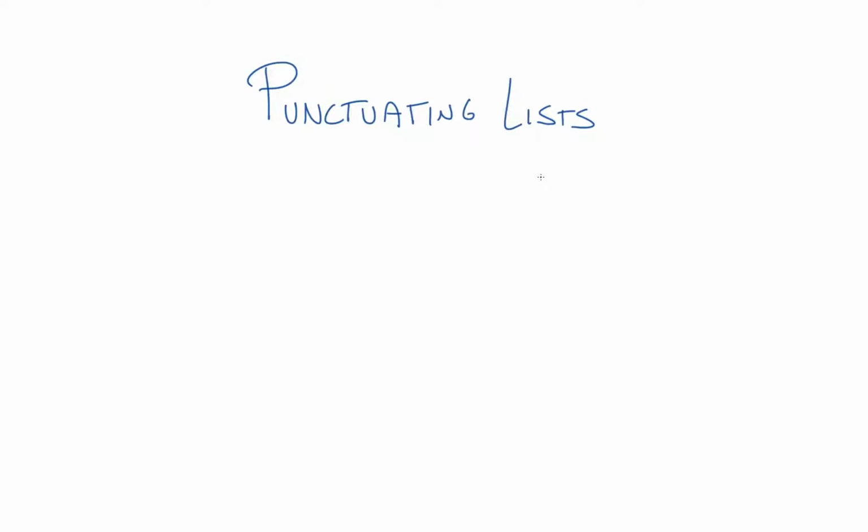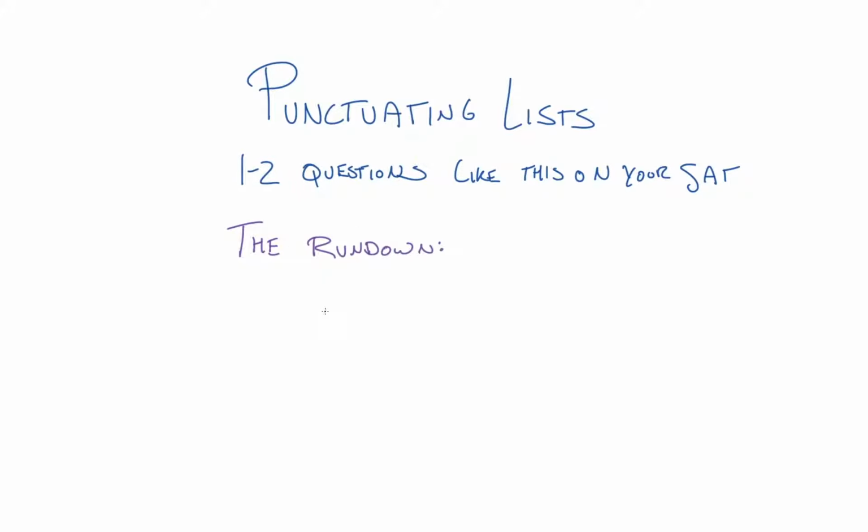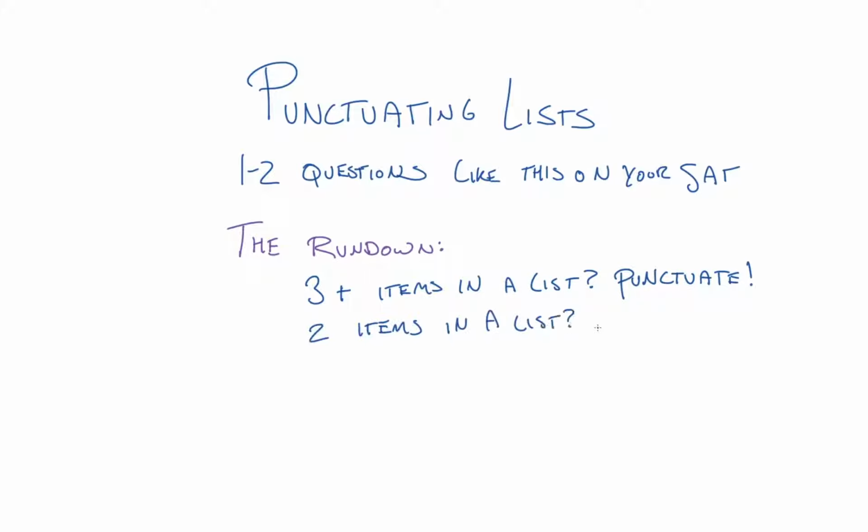Your official SAT will have 1 to 2 questions like this. Here's the rundown. Are there 3 or more items in a list? If so, punctuate. You need to separate them with punctuation. If there's 2 items in a list, they don't need punctuation. Here are our 3 top tips for questions like these.